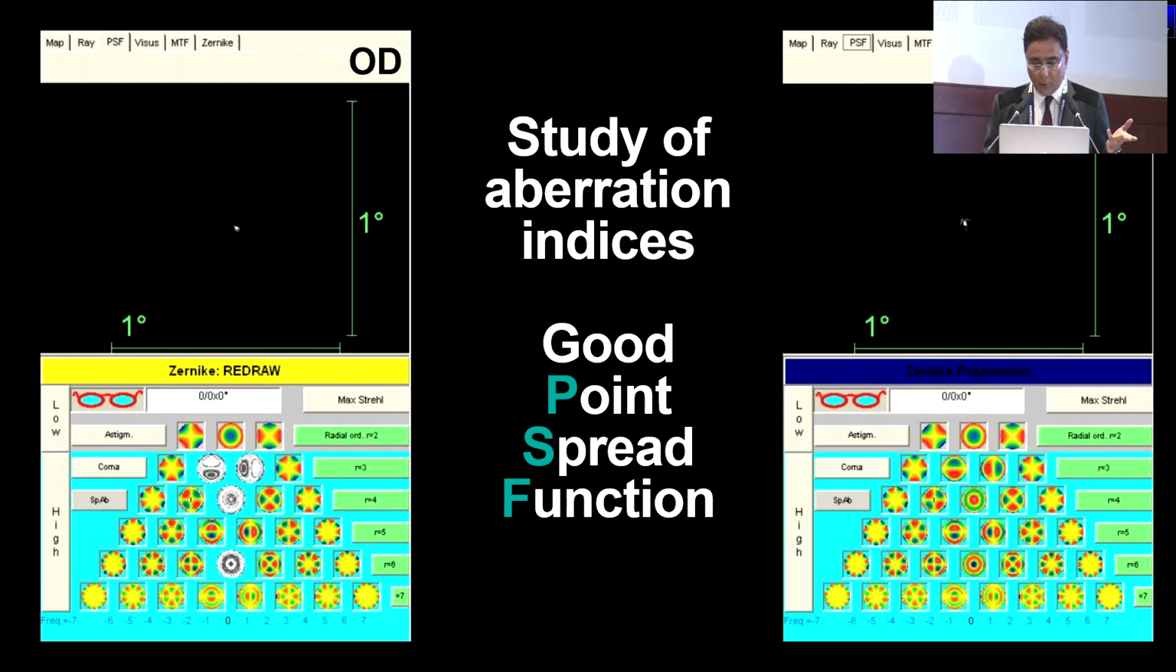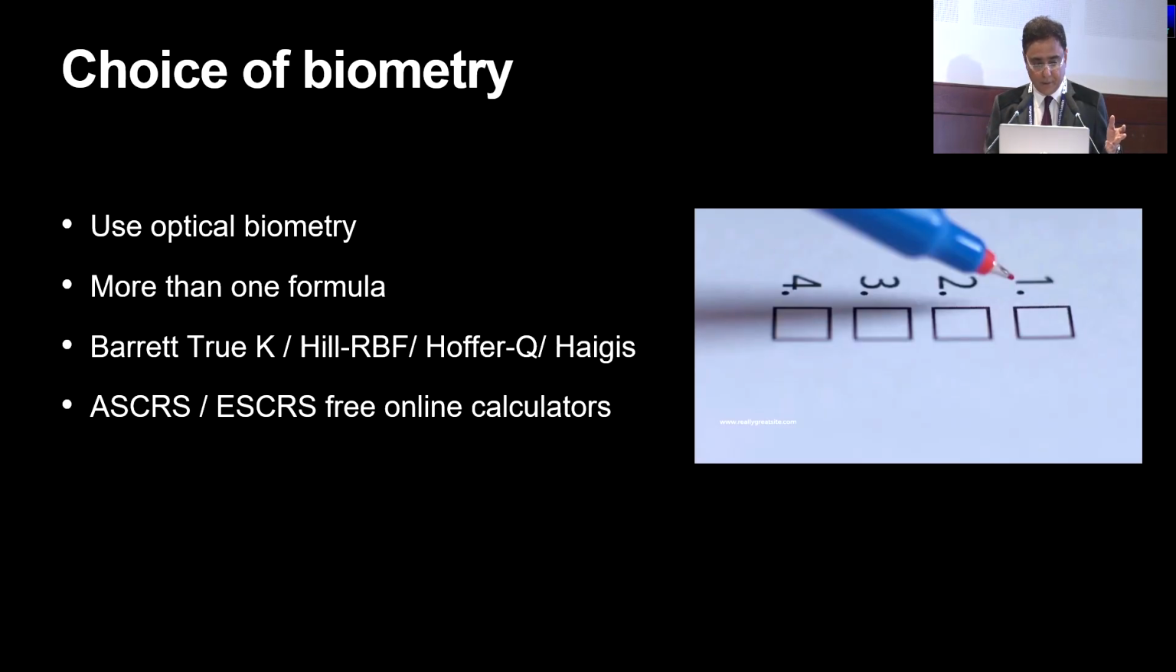Of course, look at the point spread function. Don't forget the point spread function is of the cornea, not of the complete eye. If you look at the point spread function of the total wavefront of the eye, it's wrong because the cataract is going to contribute to that. Only look at the corneal point spread function.